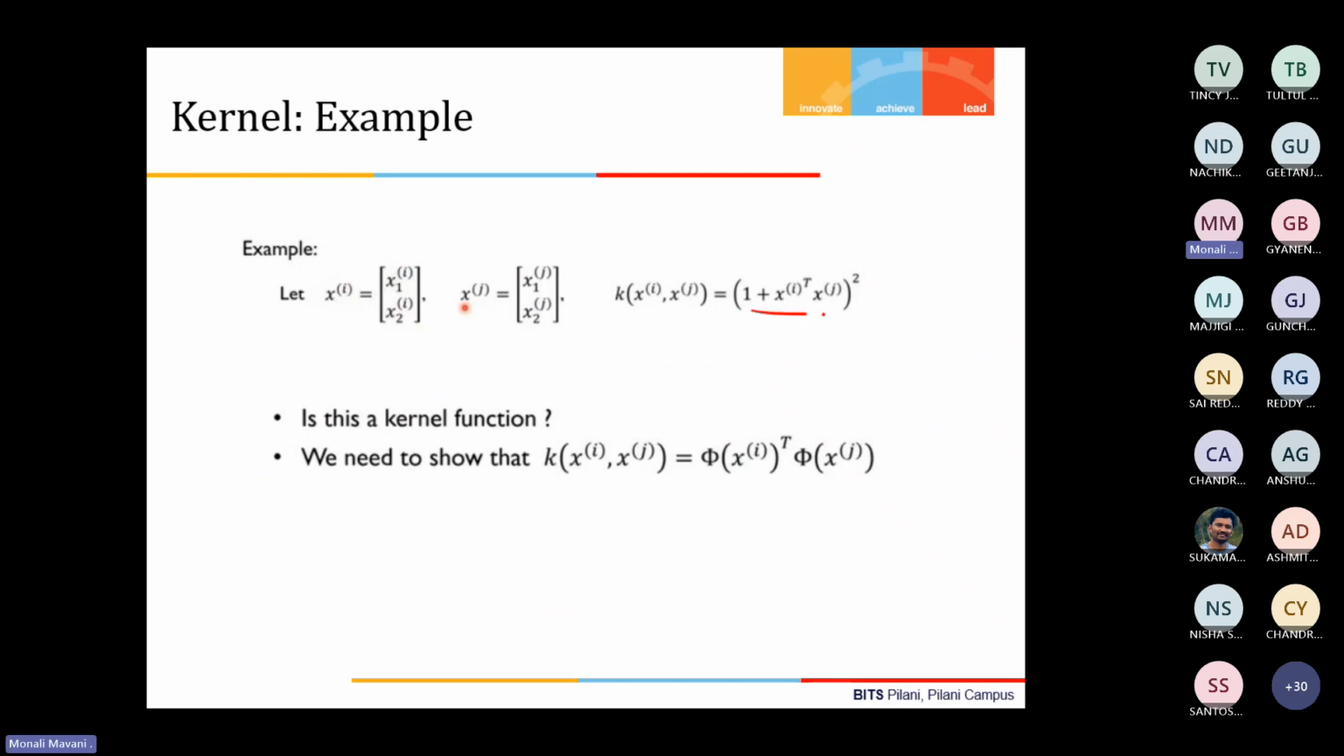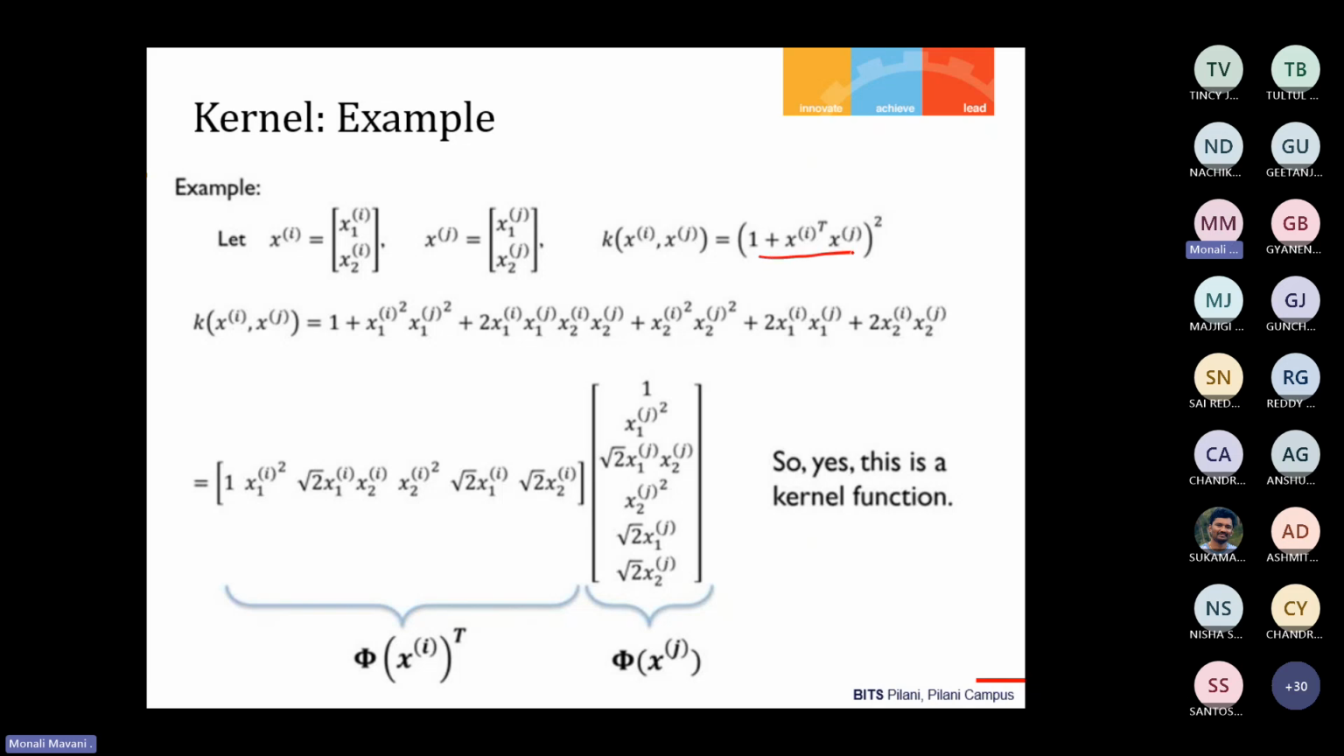Another kernel example is the polynomial kernel. We have to prove whether this kernel is equivalent to performing a dot product in the high dimensional space, rather than performing this mathematical operation in the original feature space, or transforming each data point to the high dimensional feature space and then performing the dot product.